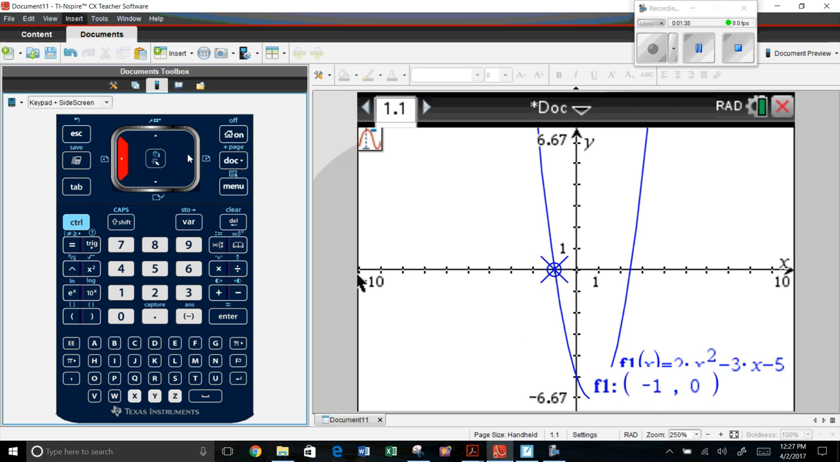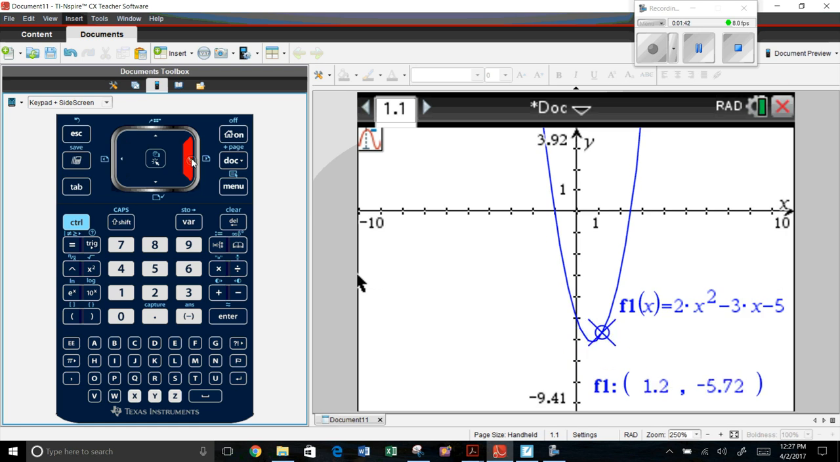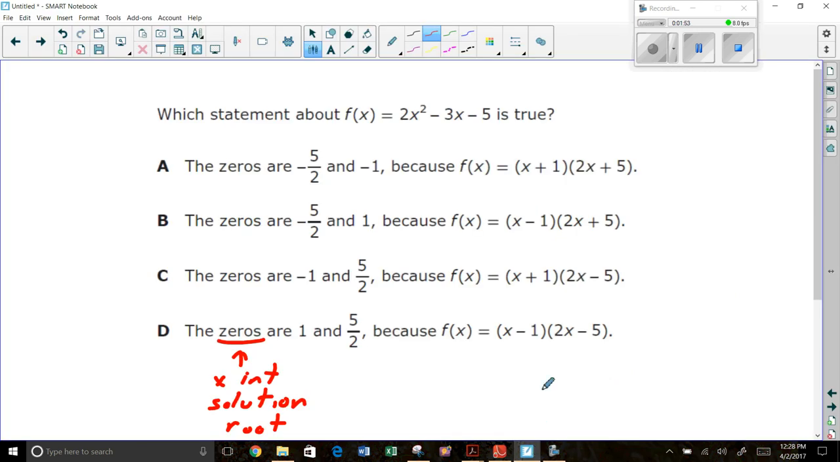And then I'm going to go to the other side to get my other x-intercept, my other zero. And notice right there, the label does say zero. So my other answer is at 2.5. Okay, so let's go back to our page and write our answers down. My x-intercepts were -1 and 2.5.